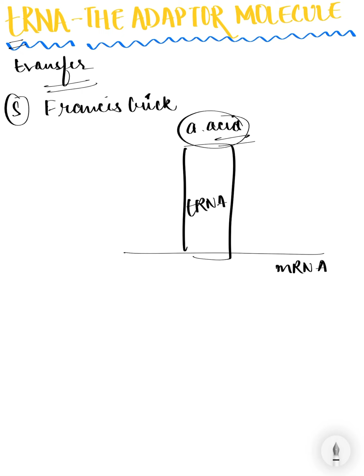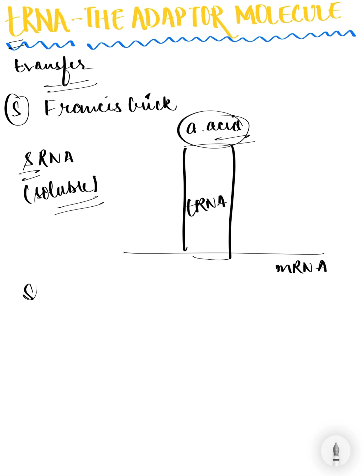Now there is an interesting fact about this adapter molecule: this tRNA molecule was known before the genetic code was stated. At that time it was known as sRNA. This S stands for soluble RNA. At that time its function was not known, but later its role was reported.